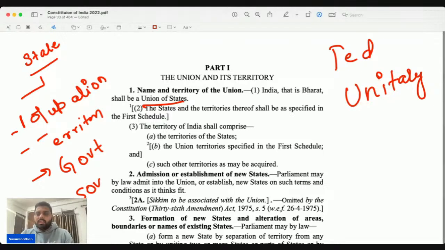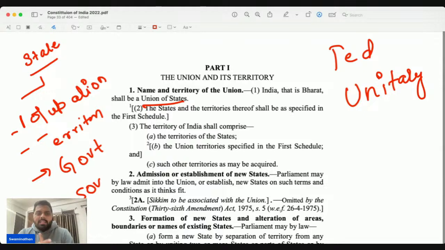So this is what federation is. If there is a division of power between different tiers of the government, that is called a federal form of government. However, if there is concentration of power, all the powers are concentrated at only and only one place, that is known as the unitary form of government, right?